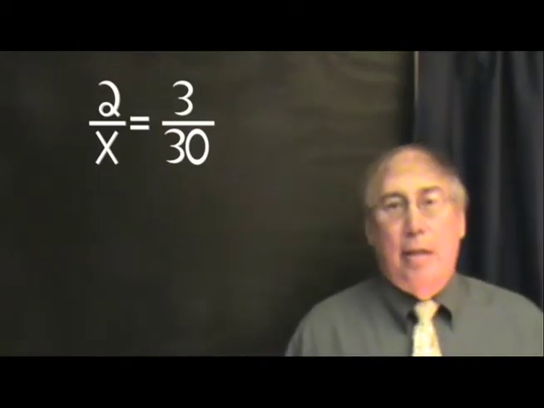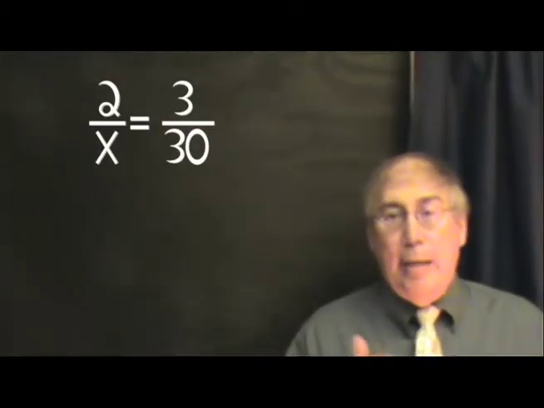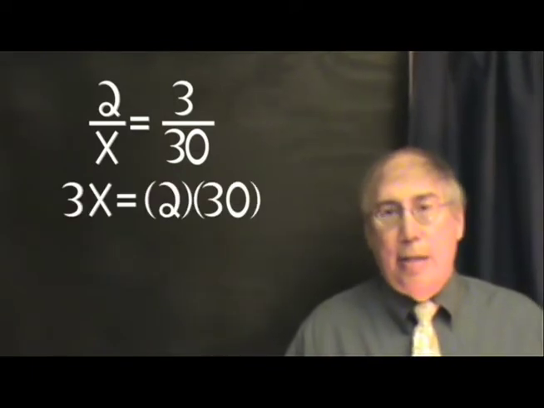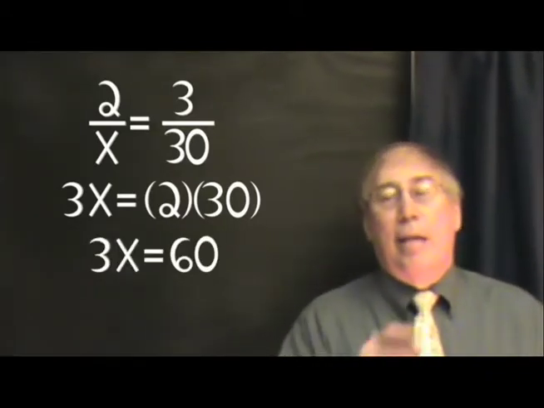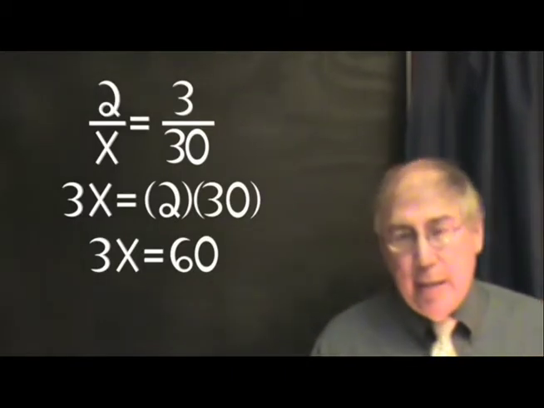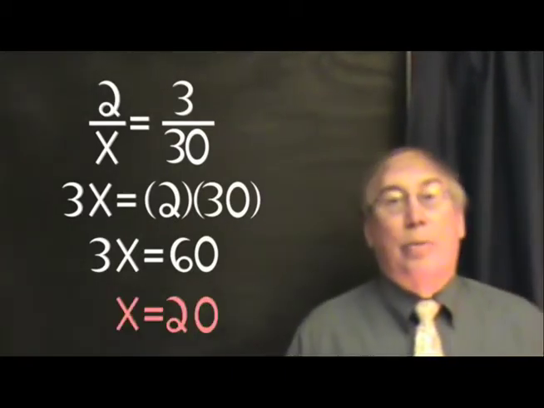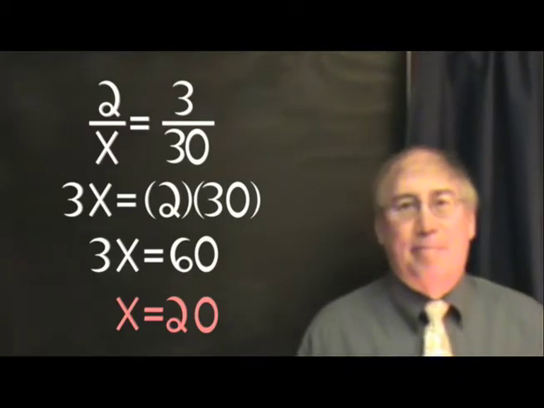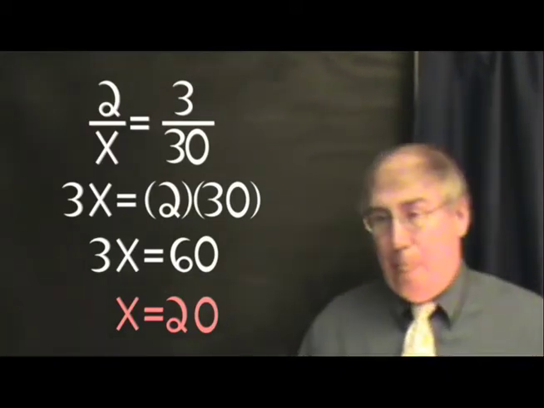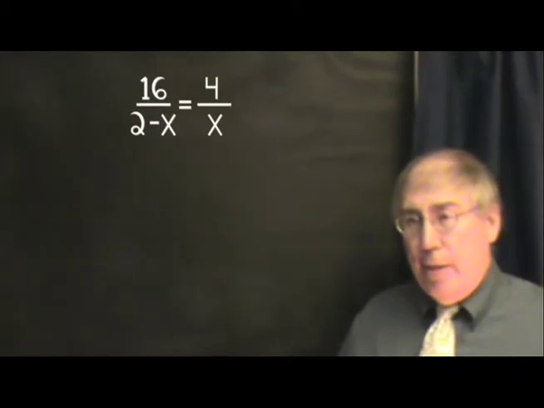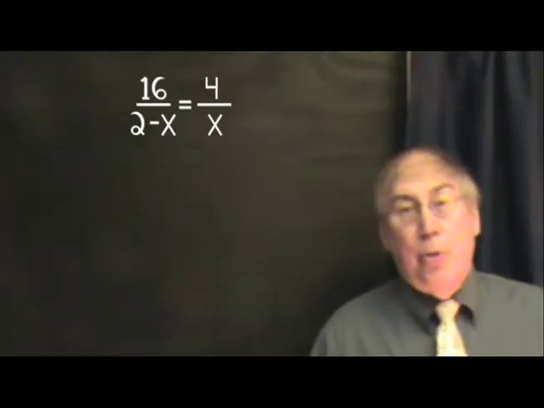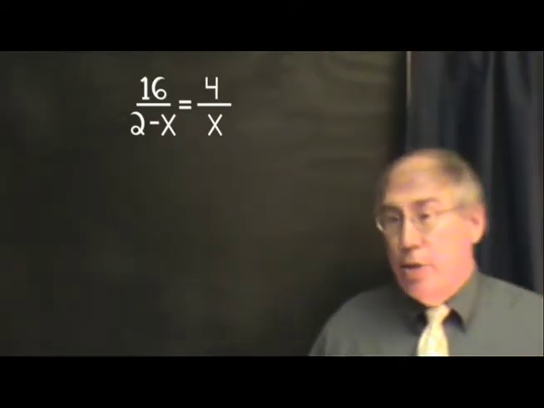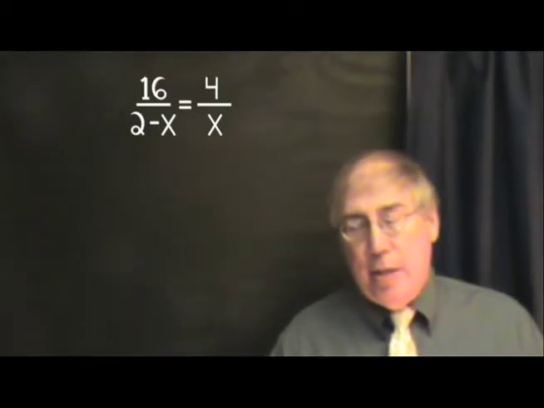Next problem here, let's try that cross multiplying. 3 times x and then 2 times the 30, and we get 3x equals 60. Divide the 3 into the 60 and we'll get x equals 20. This problem here, a little more complicated. Cross multiply, 4 times the 2 minus x and 16 times x.